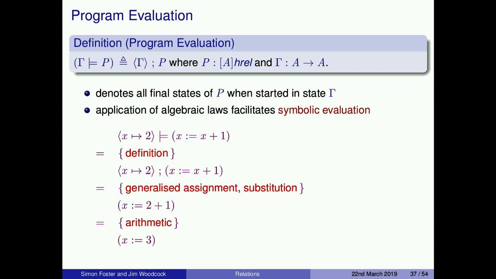So the first thing that I do is I unwrap this, so this is now just a sequential composition. I then apply generalized assignment and substitution, so I've replaced my value x here with this value there, and then of course I just use arithmetic. And so if I start the program in the state where x is 2, and of course in the final state x has the value 3.